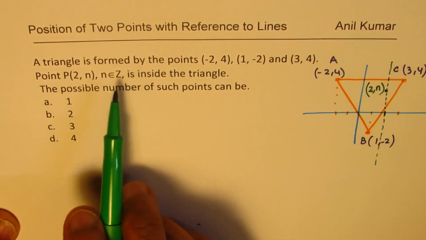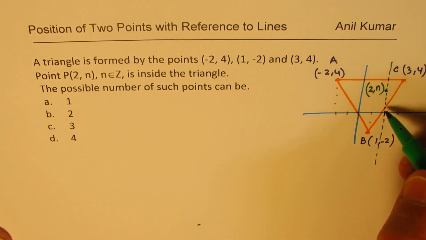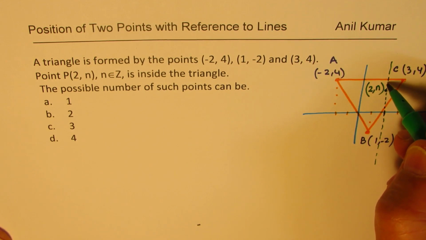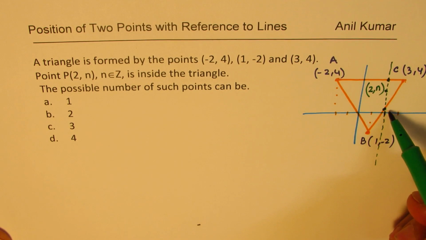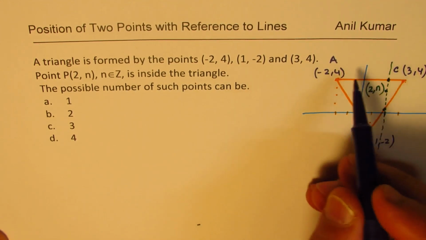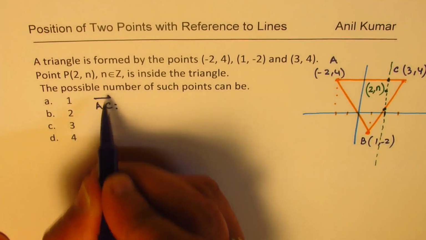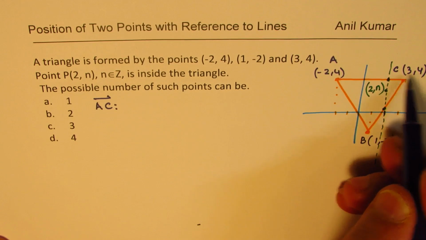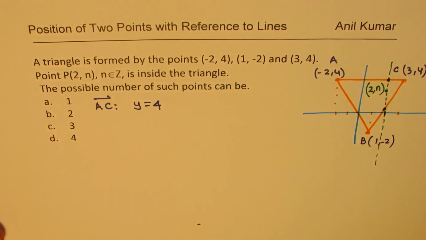Now n is integer values for us. So now we need to figure out how many such points will be in between these 2 points. So the idea is clearly to find the point of intersection, and then it's easy for us. So that is the strategy which we are going to use. Now, if you look at the line A to C, this particular line is a horizontal line, y value being 4. So I could write this as y equals to 4, correct?